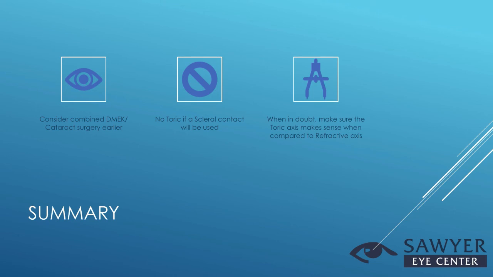And then on a toric lens in an irregular cornea, when in doubt, make sure that the toric axis makes sense when you compare it to their refractive axes. It won't always work, like I showed in the last case, but in the last case, had I gone with the toric lens, it probably would have been worse than what I did. And this will save you a lot of heartache in the long run if you just think, okay, this toric lens makes sense with how much cylinder they have pre-op and the axis of that cylinder pre-op.